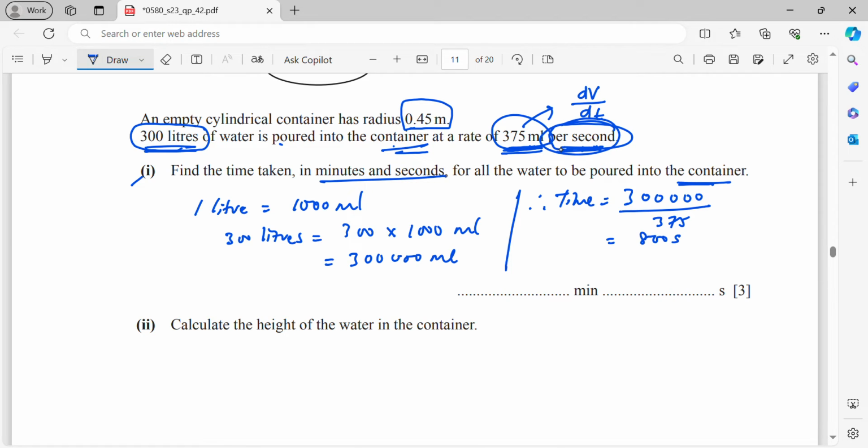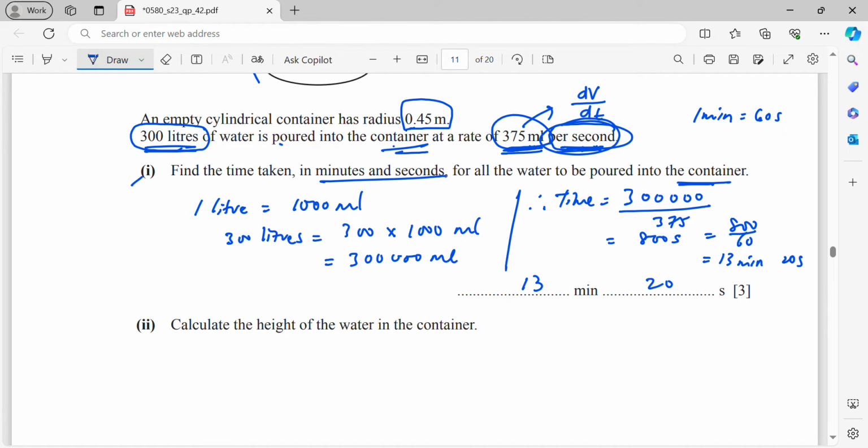And now I need to convert to minutes. That means 1 minute has 60 seconds. Alright, so now this value I have to divide by 60. So when you divide by 60, that is 13 minutes and 20 seconds. So that's the timing in minutes and seconds. So here I get 13 minutes and 20 seconds.